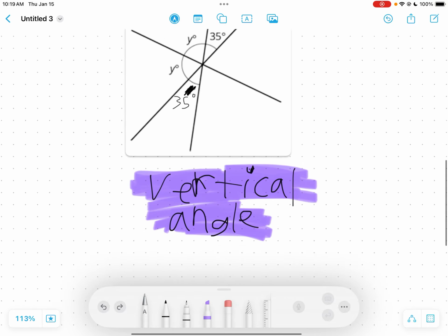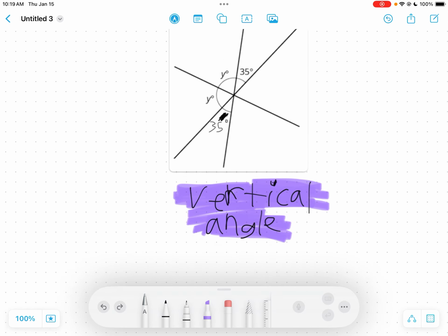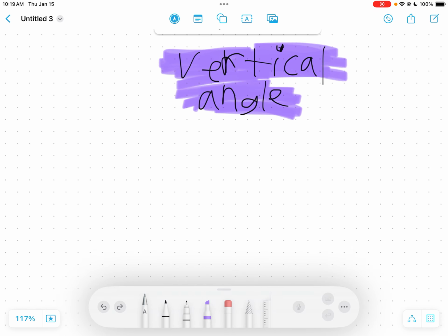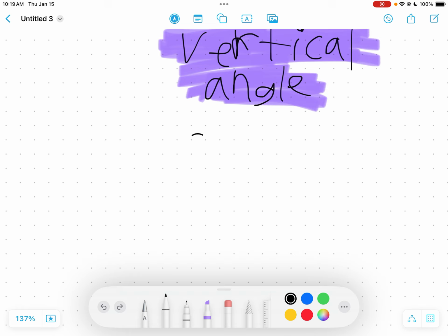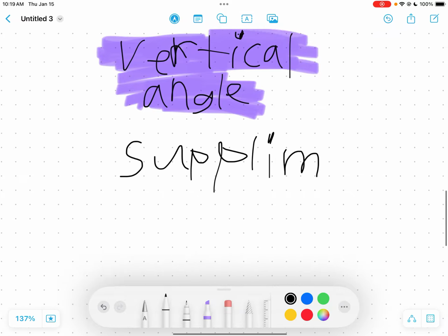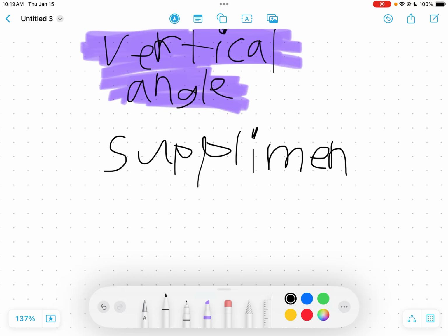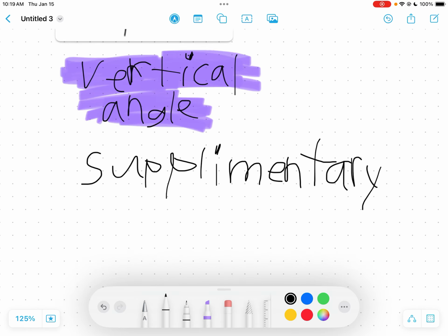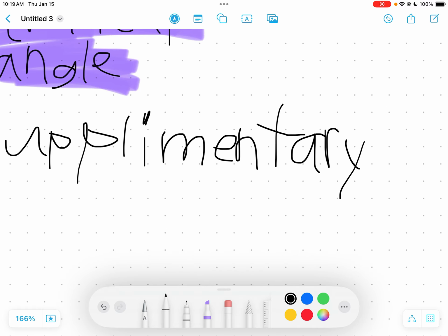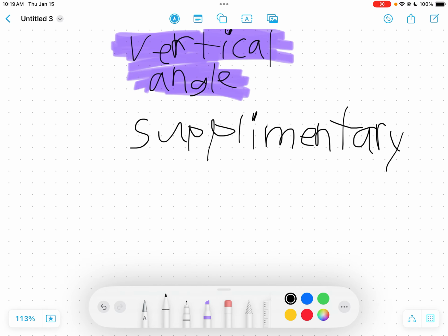Since our main focus now is to find y, now we must find the others. The second angle is a supplementary angle, which is basically a 180-degree angle that has another angle inside of it, or two angles, that add up, making 180 degrees.